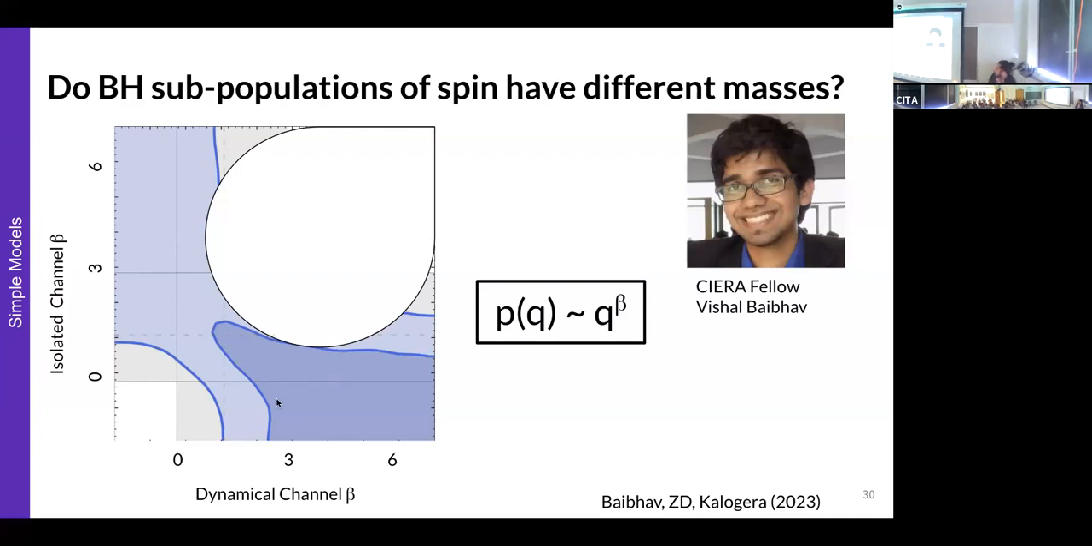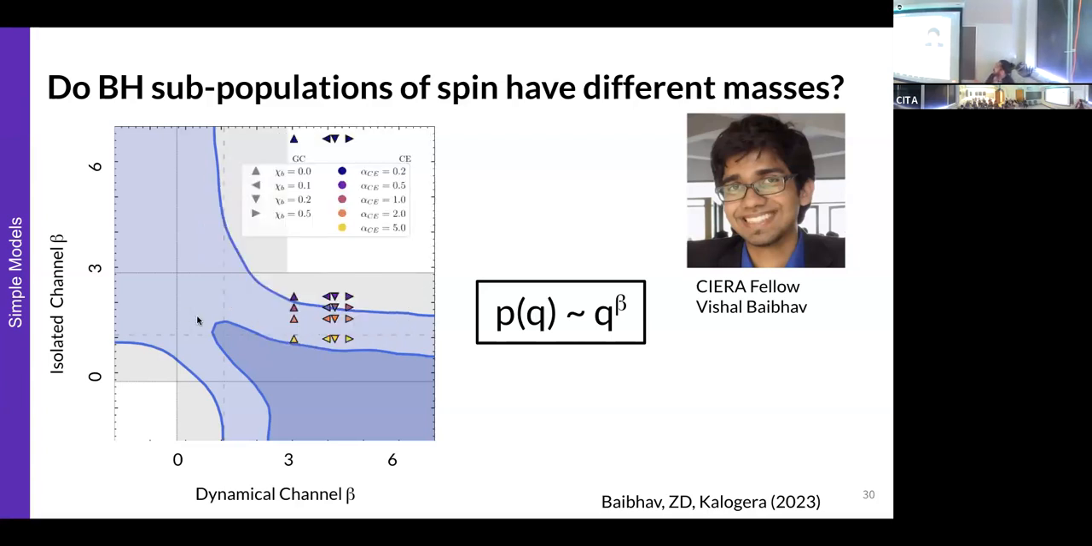There seem to be some hints that maybe the dynamical channel beta is higher than the isolated channel beta, which is basically saying that in the dynamical channel, you want very similar masses of black holes to be merging, whereas in the isolated channel, where the two black holes have preferentially aligned spins, the masses are dissimilar. But this is just a hint. You'll see that there's this sort of equal beta line that could go right through here, and there is still some posterior support there. So there seem to be hints that maybe we can disentangle these two populations based on their mass, but we're not quite there yet. The data isn't giving us enough support for that.